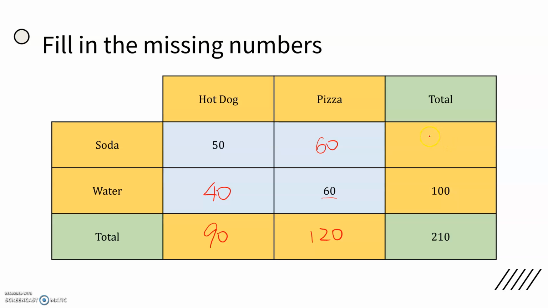Now the final missing number will be 50 plus 60, which will give us 110. If we read the information, that means there are 90 people who eat hot dogs, 120 people who eat pizza, 110 people who ordered soda, and 100 people who ordered water. And if we focus on, for example, this number 50 here, that means 50 people ordered the soda and hot dogs together.